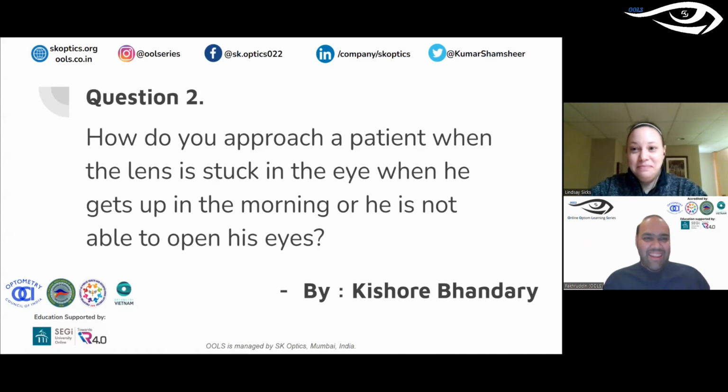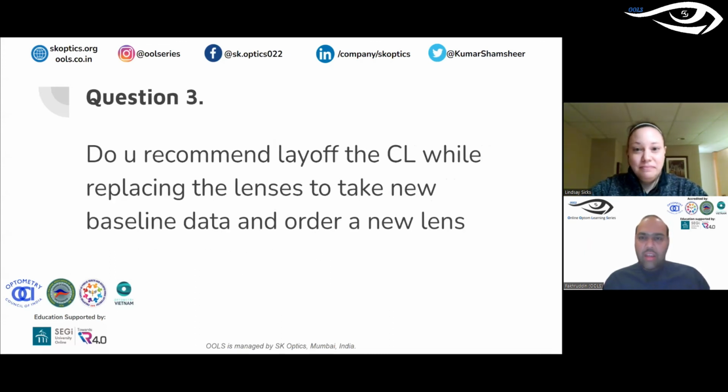Yeah. Great. Okay. The other question is, when you want to replace lenses every year for your patients, do you recommend them to lay off the lenses to collect the baseline data again, or do you go with the flow, or are there any cases where you recommend laying off? Yeah, great question. If your patient is doing well, you do not have to de-adapt them every year and start over.